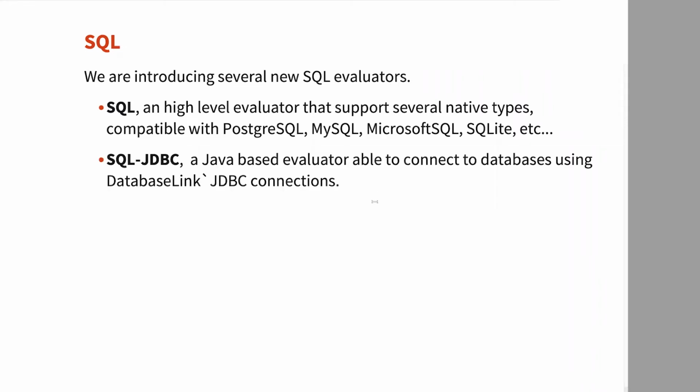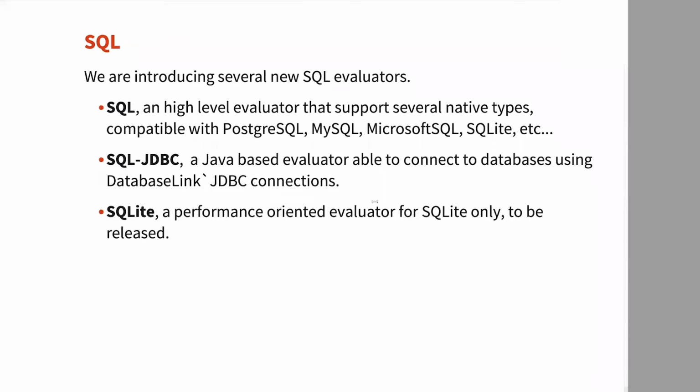The other one is called SQL-JDBC. I'm not going to show it for lack of time, because the API is almost identical. It's actually identical. But just know that if you have worked with DatabaseLink in the past, or you have an existing JDBC connection, you can use those in ExternalEvaluate, and they work. Another thing we're working on is SQLite. It's a performance-oriented evaluator for SQLite only, and this is going to be released probably at the end of the year, start of the new year, with a paclet update.